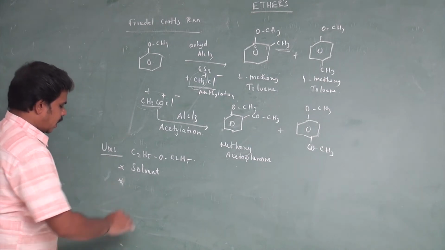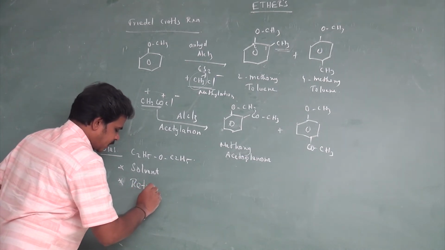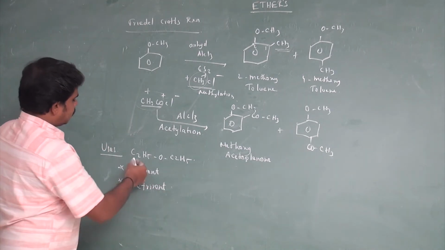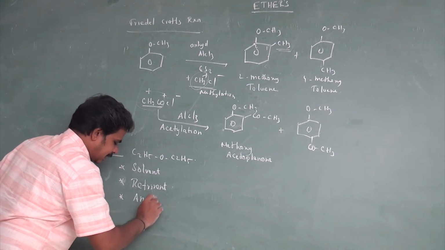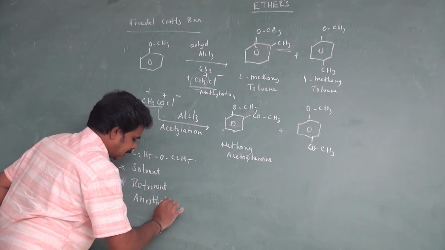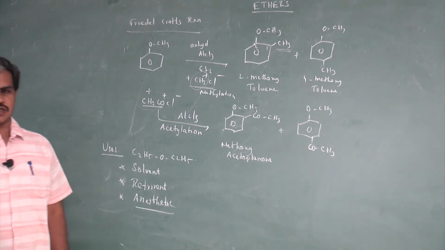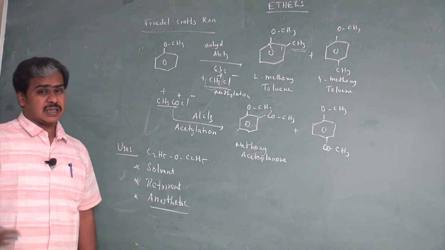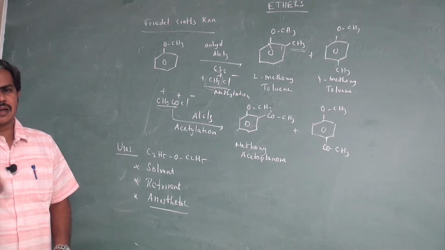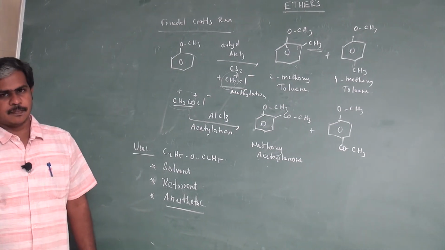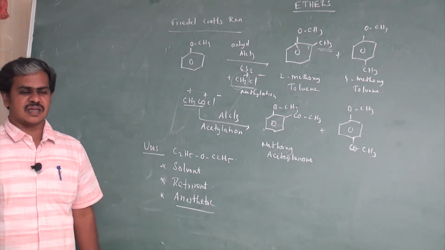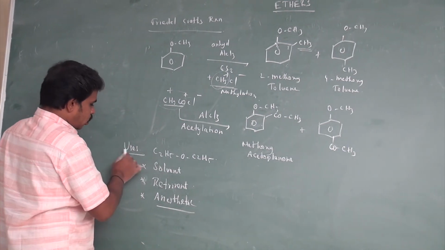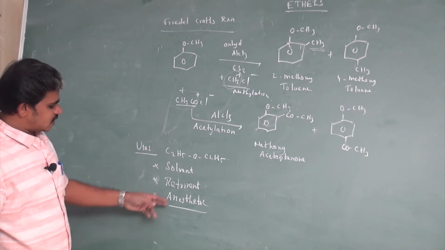The second one, it is used as a refrigerant. What is it? Refrigerant. It is a coolant. And the next one, it may act as an anesthetic. Anesthetic means loss of sensation. There are two types of anesthetic, local anesthetic and general anesthetic. Local anesthetic means a particular part becomes loss of sensation. And when the whole body loses sensation, that is a general anesthetic. So, diethyl ether may act as a solvent, a refrigerant and an anesthetic.